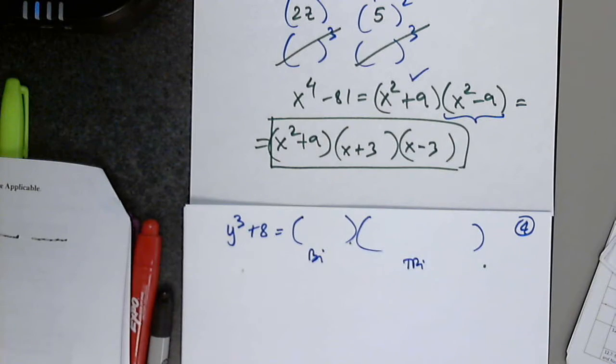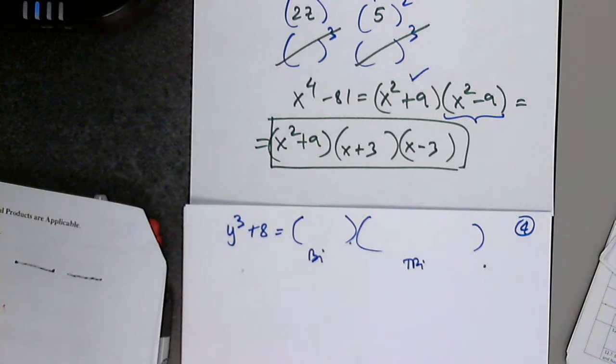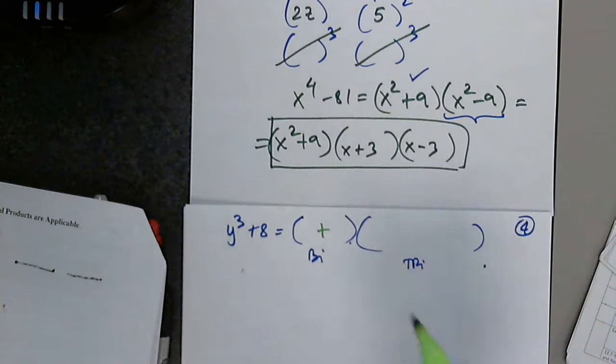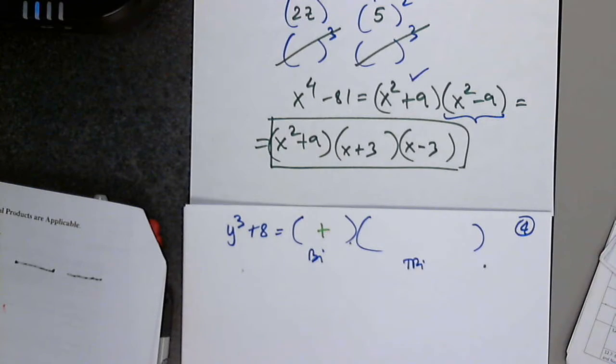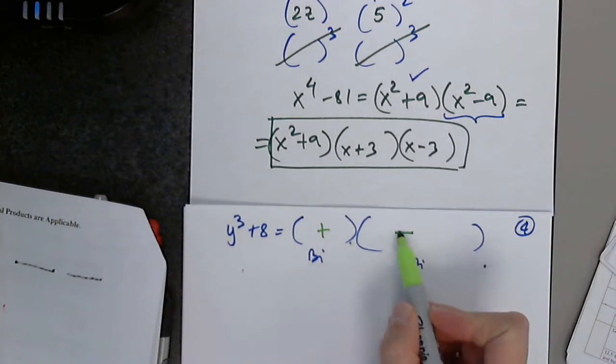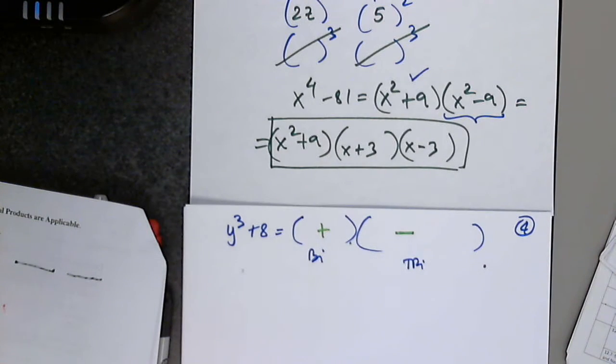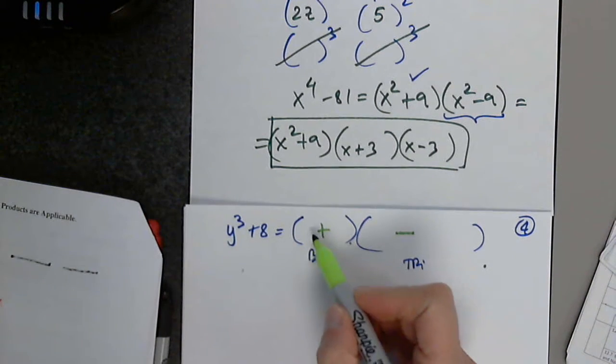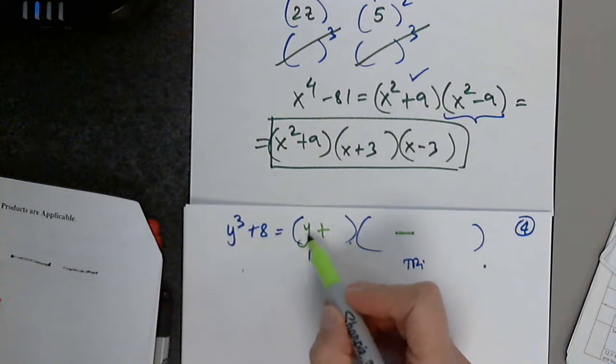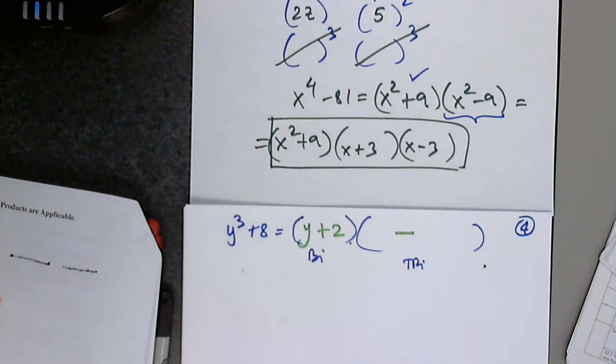Let's establish the signs. It is wise to establish the signs first. What will be the sign inside the binomial? What will be the sign in the middle of the trinomial? Exactly. And then the last one is always positive. I don't even have to mention it. Perfect. So can anyone give us what I cubed to get y cubed and what I cubed to get 8? Y and 2. Exactly. The rest should be easy.